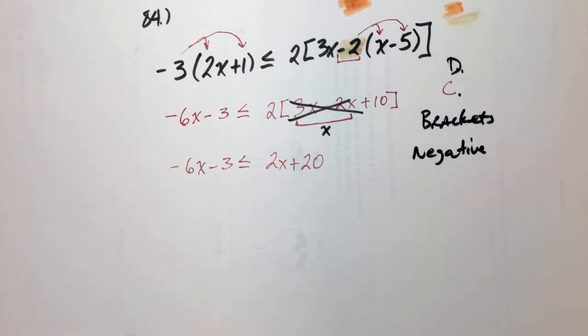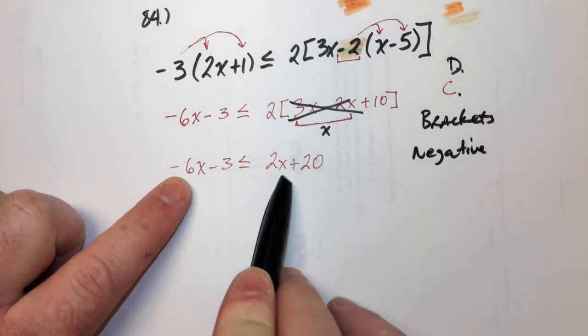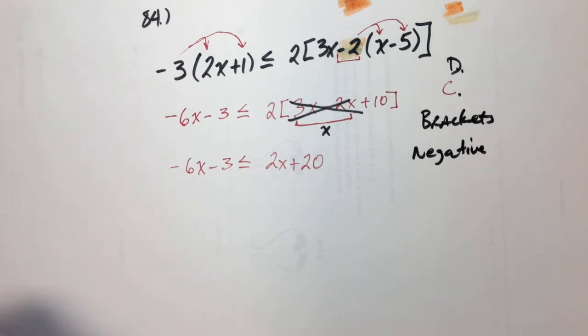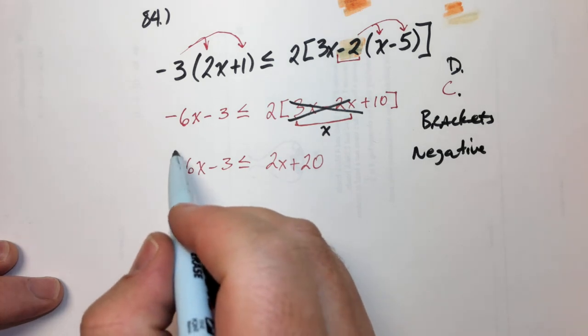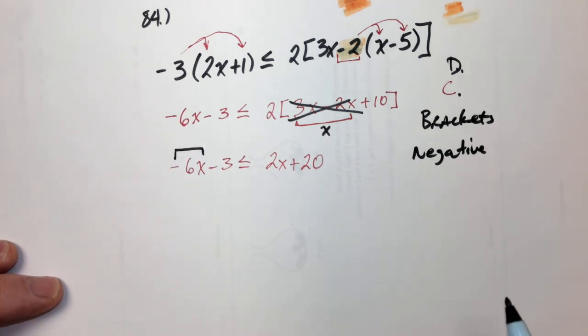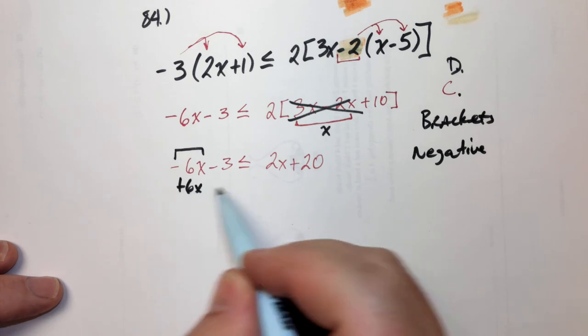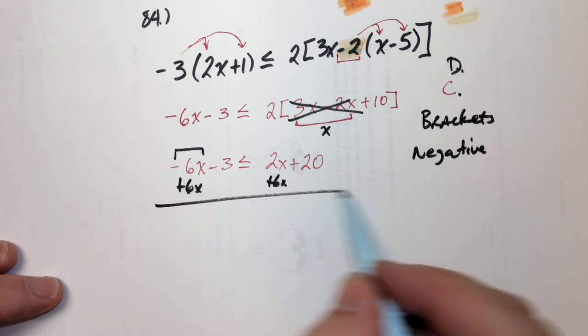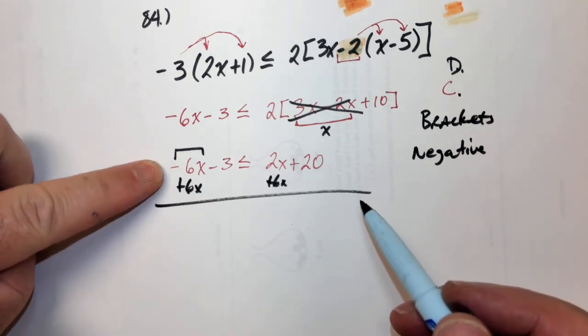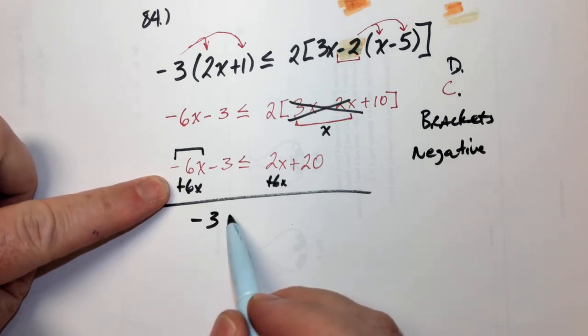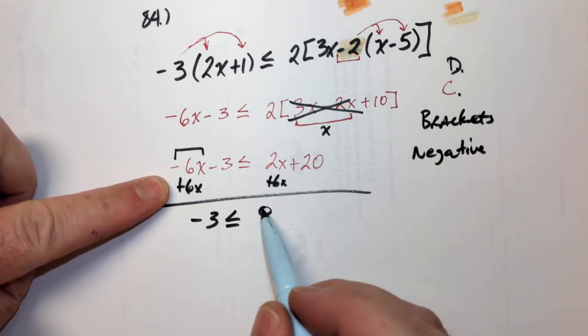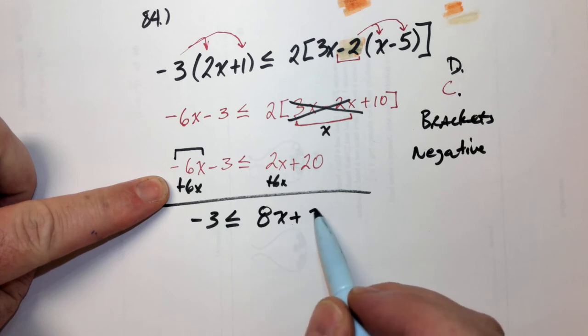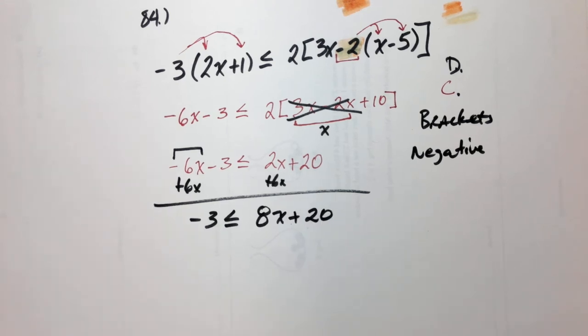All right. So now we got an x on each side, yes? We need them on the same side. And it's usually best if you move the smaller one. -6 is smaller than 2. So that's the one I would do. Yeah, I would add 6. 6 minus 6 is 0. Is that good? We doing good so far?